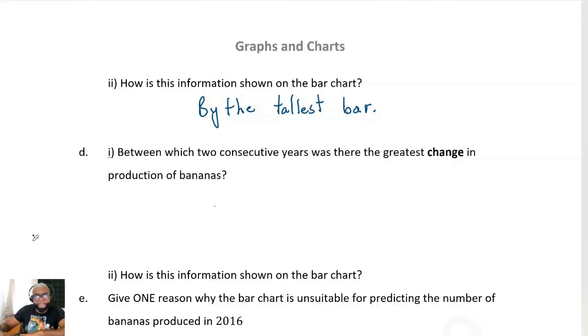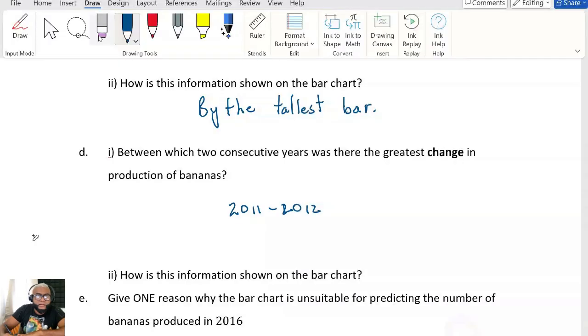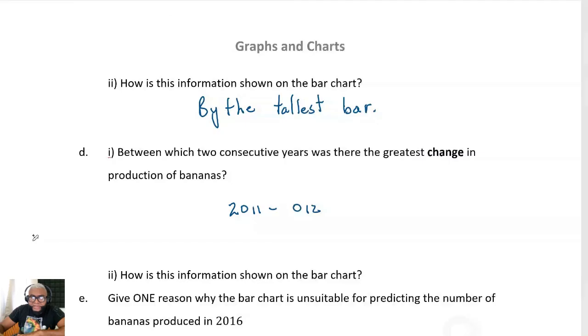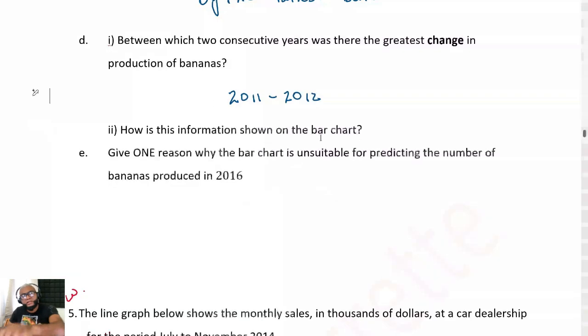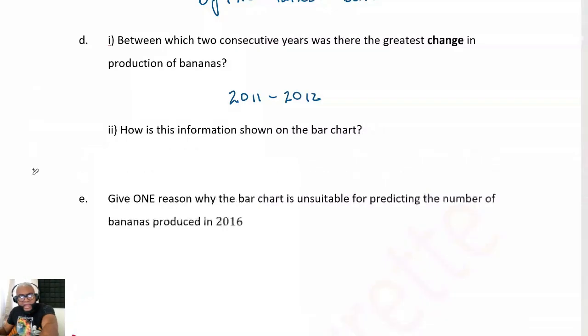So I think the greatest change would be from 2011 to 2012. Yes, she's correct. That would have been a decrease. I'm scrolling up because I want to get this homework done quick.